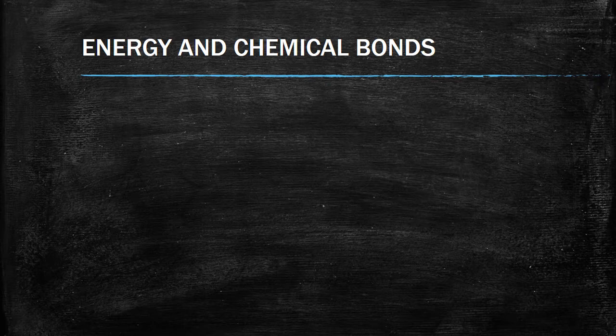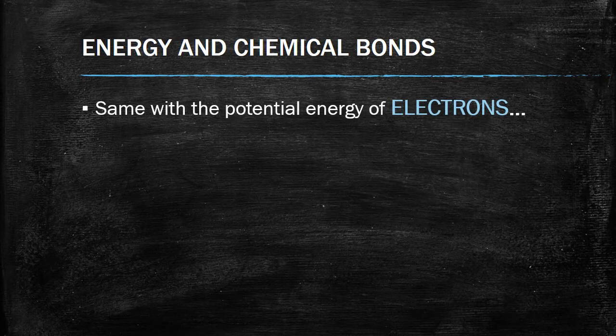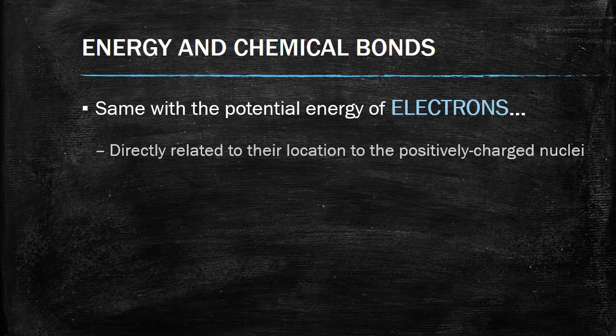This is the same with chemical bonds that are happening in our body, mostly to do with electrons. So this concept is the same with potential energy of electrons. The potential energy of electrons is directly related to their location relative to the positively charged nuclei. If we remember that electrons are negatively charged, if they are close to the positively charged nuclei, that's going to change their potential energy. And if they are further away from the nuclei, remember, the nucleus is positively charged because it has positive protons and neutral neutrons in it.